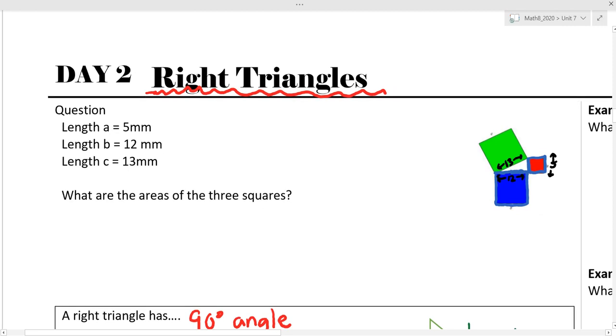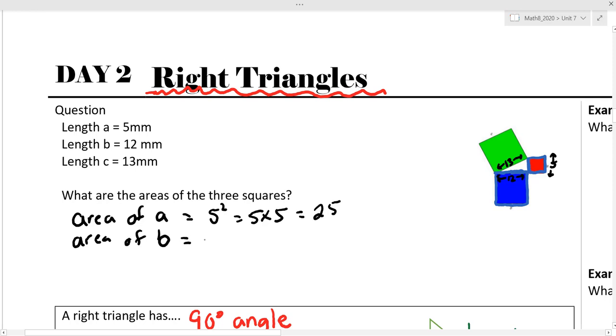So if we do area of A, that would be our red box there. So that would be 5 squared, or 5 times 5, right? Which is equal to 25. There you go. Area of our blue square, area of B, is 12 squared, or 12 times 12, which is 144.